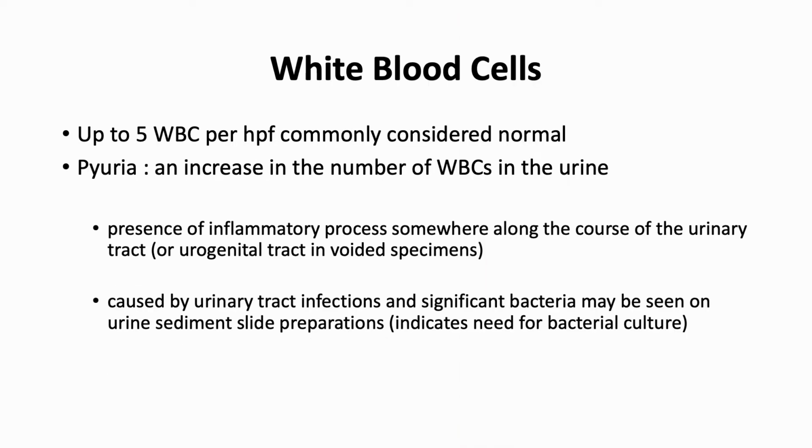Up to 5 WBCs per high power field in the urine is commonly considered normal. Pyuria is the term we use in reference to an increase in the number of WBCs in the urine. The presence of WBCs in the urine is indicative of an infection or inflammation in the genitourinary system. An inflammatory process somewhere along the urinary or urogenital tract can be present in non-bacterial disorders like glomerulonephritis, lupus nephritis, interstitial nephritis, and even tumors.